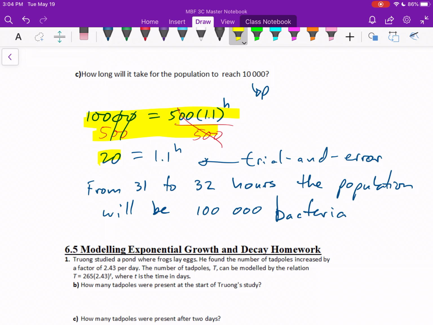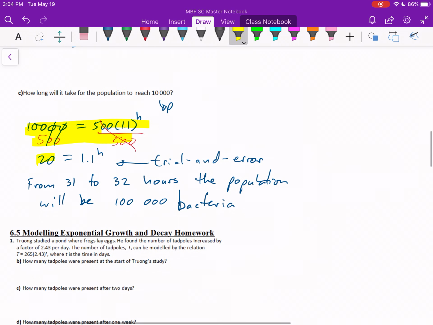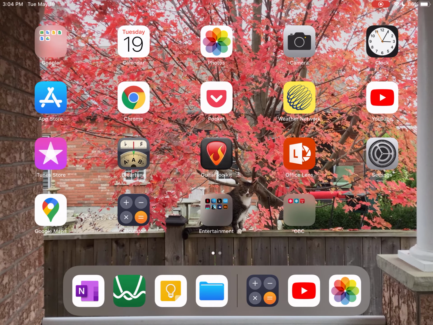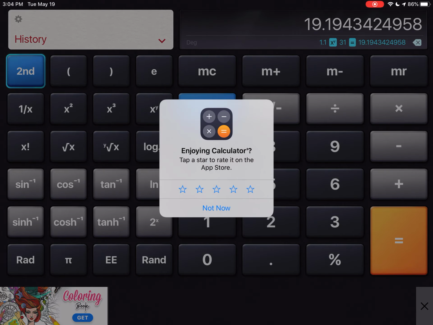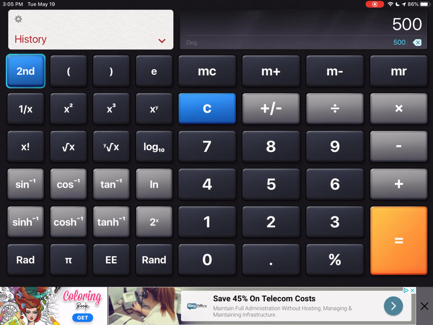If I were to put that 31 or 32 back into the original equation, though, P equals 500 times 1.1, let's try somewhere between 31 and 32. Let's try 31.5 and see what we get. 500 times 1.1 to the exponent 31.5. And I got, I guess it wasn't 100,000, it was 10,000. But anyway, I got 10,065. So very close to what we were looking for.